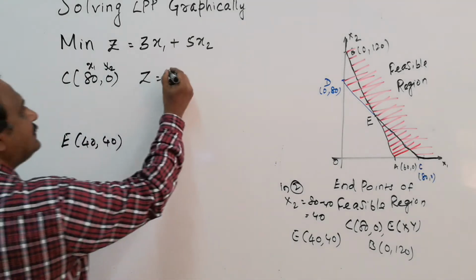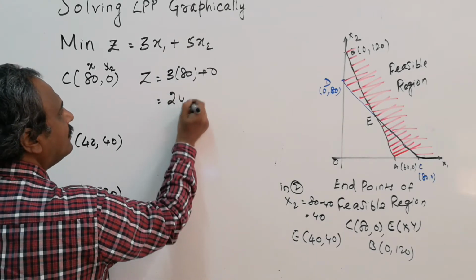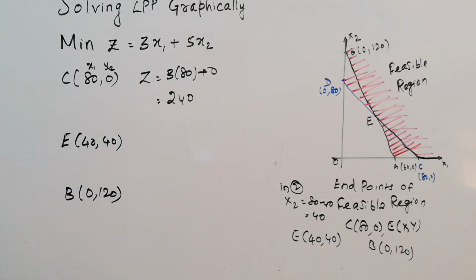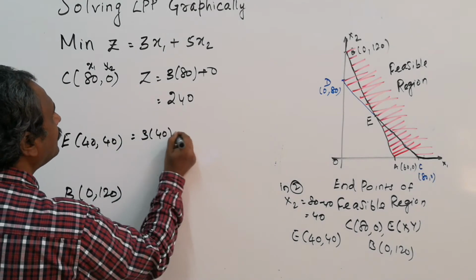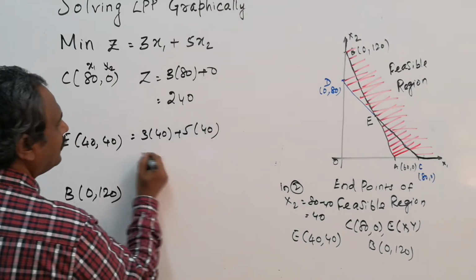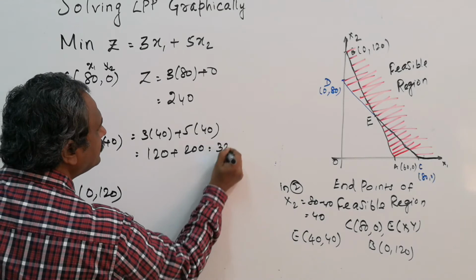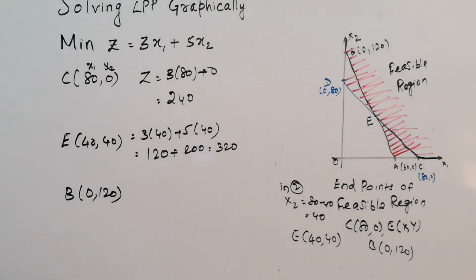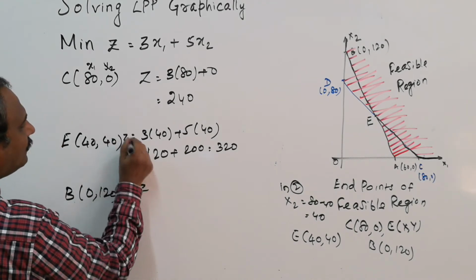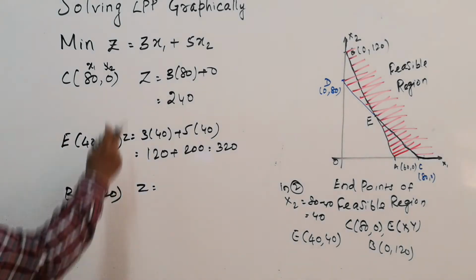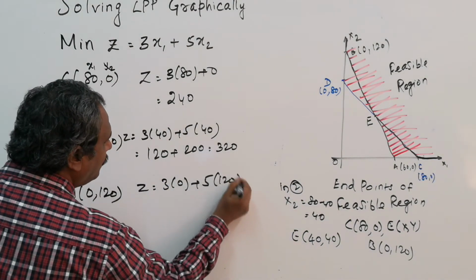When I take (80, 0), this is 3 multiplied by 80 plus 0, which is 240. Now (40, 40): this is 3 multiplied by 40 plus 5 multiplied by 40, which is 120 plus 200, so 320. In the same way, for the next point (0, 120), this is 3 multiplied by 0 plus 5 multiplied by 120.